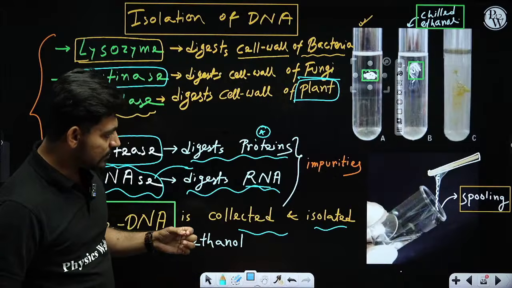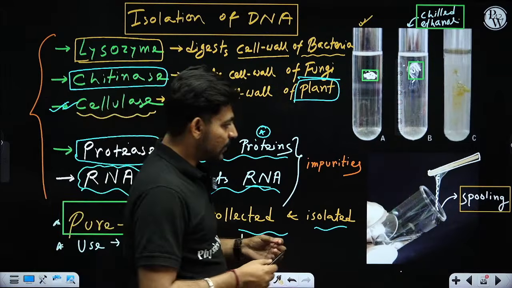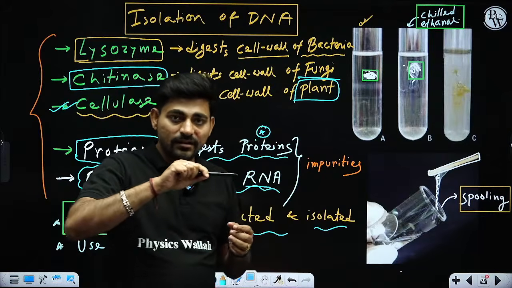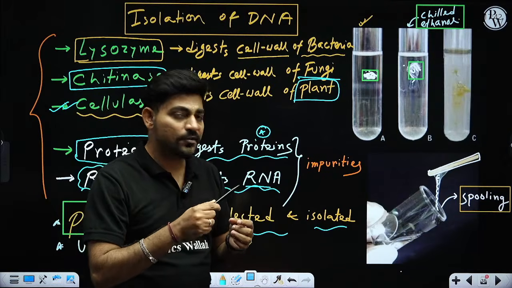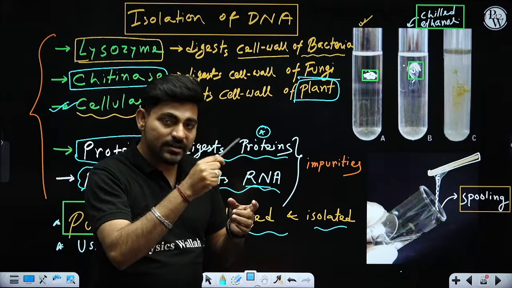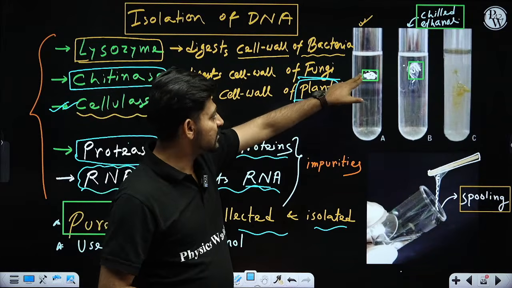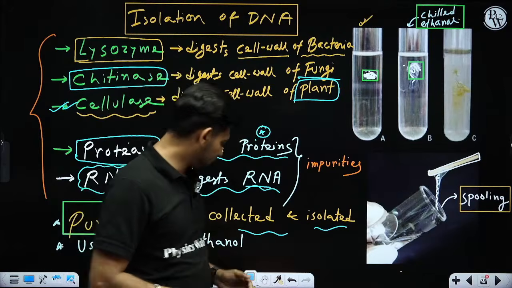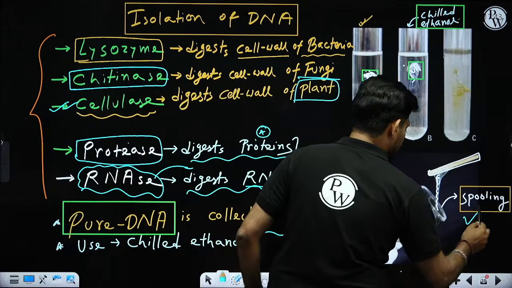And the next thing you have to do, by utilizing a sterilized iron rod or metallic rod or glass rod, you have to separate out the fibers of DNA from the mixture present in the test tube, and the process is called spooling.